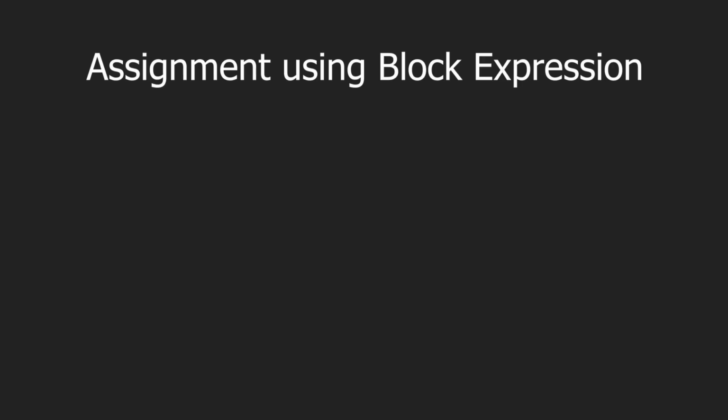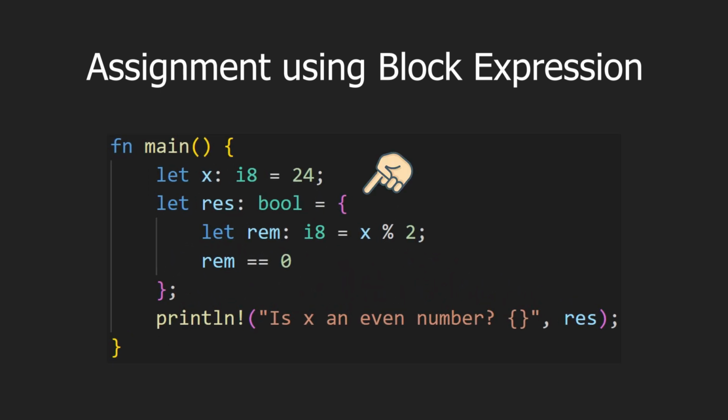We can also assign values to a variable using this scoped block of code. Inside this block of code, we are calculating the value, and once it is completed, like we have learned previously in functions, we are returning the value by using an expression. So these are the few things which we need to keep in mind while coding in Rust.